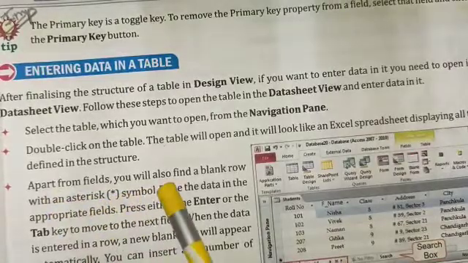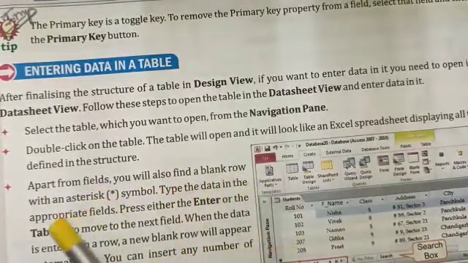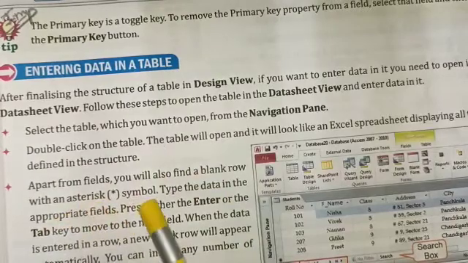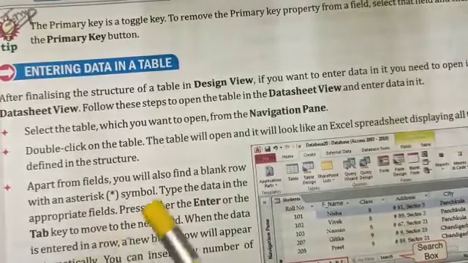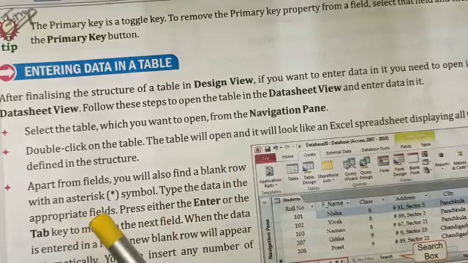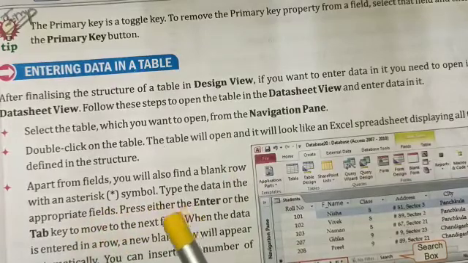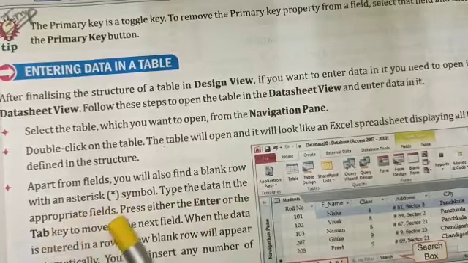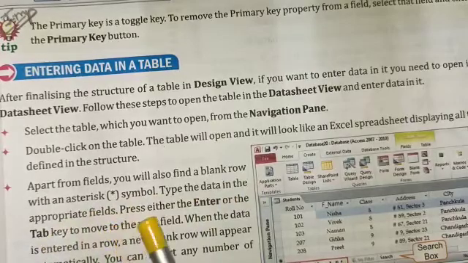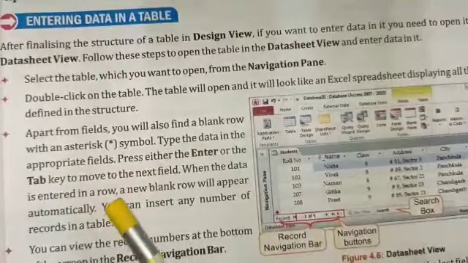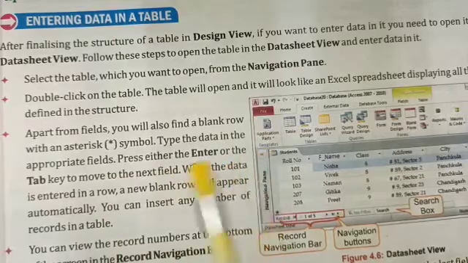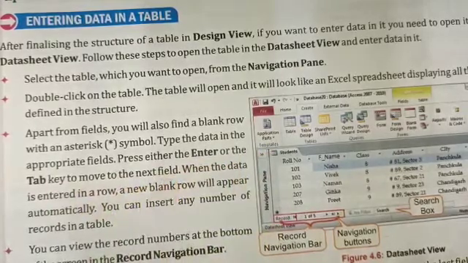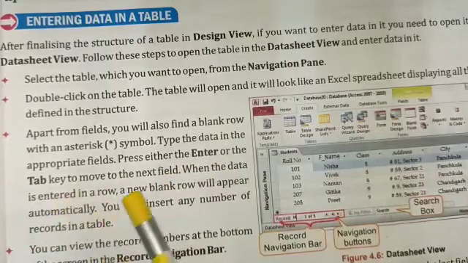Apart from fields, you also find a blank row with an asterisk symbol. Type the data in the appropriate fields. To move to the next field, we can use either the enter key or the tab key.